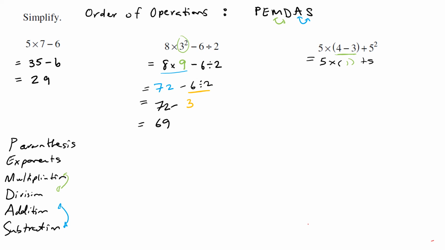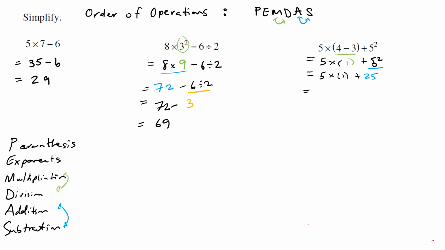All right, so then we get to play this game again. And do we have any more parentheses? We do not. But we do have an exponent. So my exponent's going to come next here. That's my 5 squared. So I bring everything else down. 5 times, we still have that 1 plus, and 5 squared is 25.